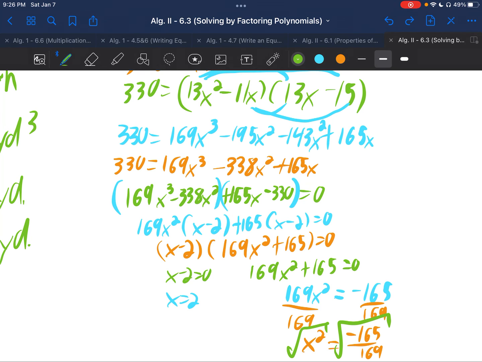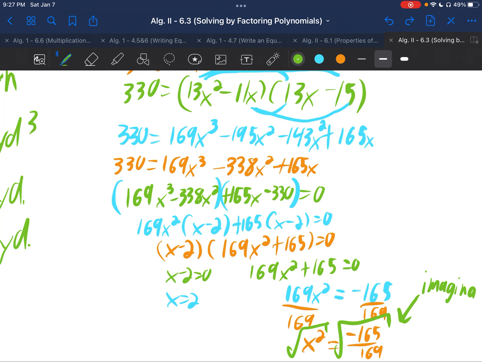Now we have to ask ourselves, if we are solving a word problem, real life, are there imaginary numbers in real life? Well, the answer is no. And specifically with this, when we're talking about the dimensions of an object, can you have imaginary lengths? No, you can't. So it's okay for us to say, hey, that's imaginary, and stop there.